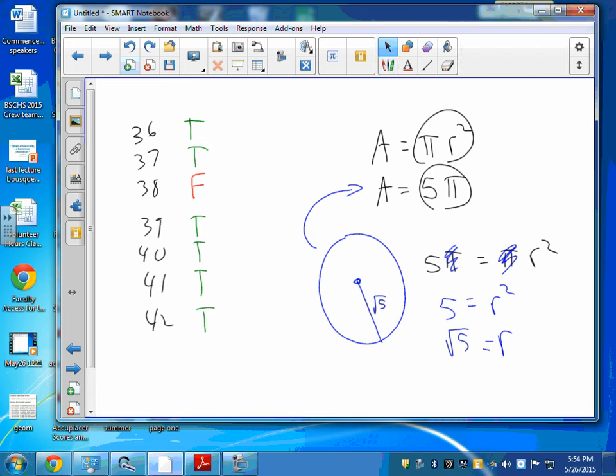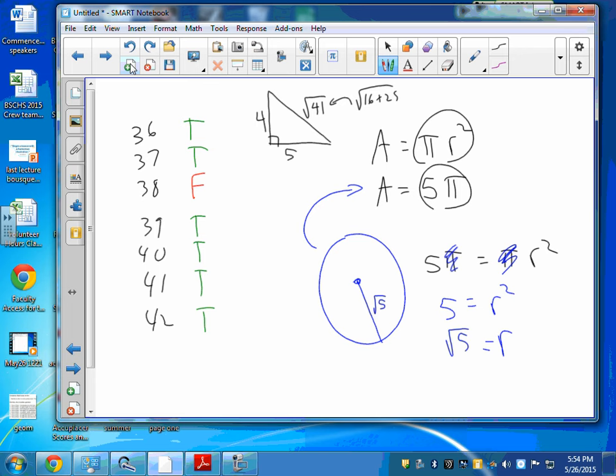37, the legs of a right triangle. Right triangles are important. Remember, good old Pythagorean theorem. So could the legs be 4 and 5? And the answer is yes. This would have to be the square root of 41, right? Square root of 16 plus 25, square root of 41.